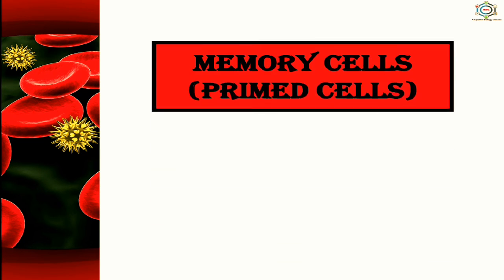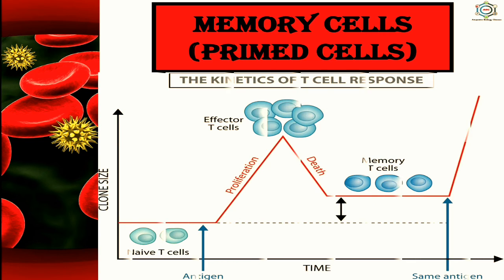After this, now what are the memory cells or the primed cells? After the infection disappears as a result of antigen-antibody interaction and the killer T cells' interaction with non-self cells, some of the specific lymphocytes remain in the lymphatic tissues as memory or primed cells, ready to produce the antibodies and killer cells if the same antigen reappears.